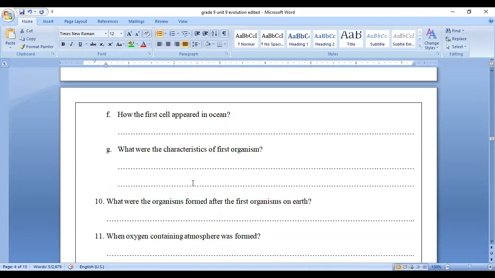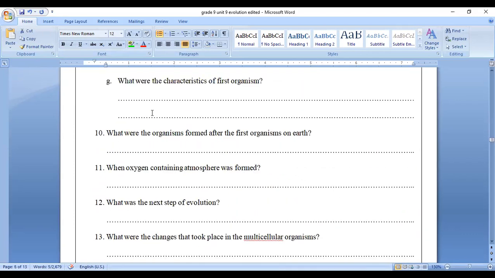So here, question number 10 you are answering. Mark this, put it in the bracket and mark it as first photosynthetic organisms. In bracket write down unicellular algae.